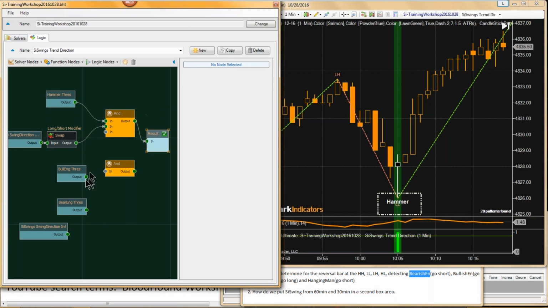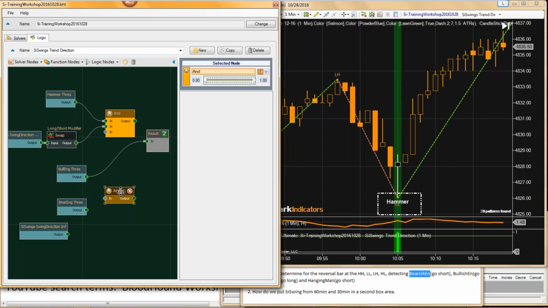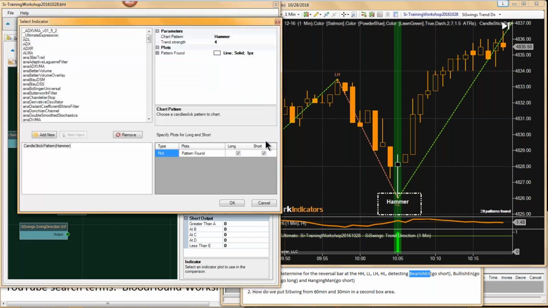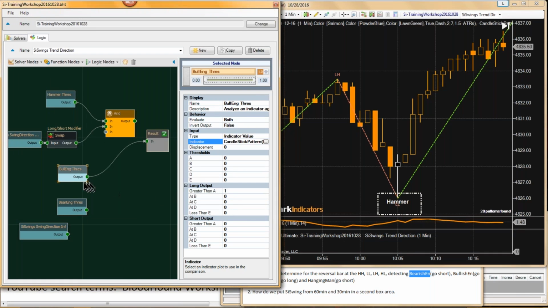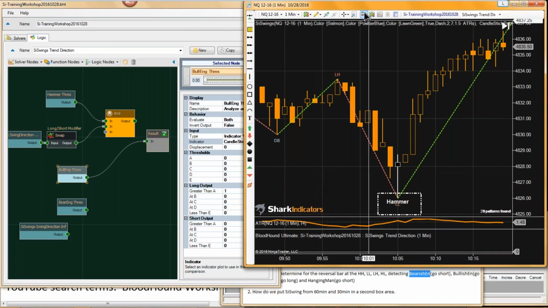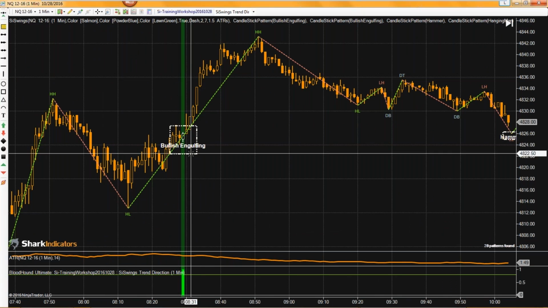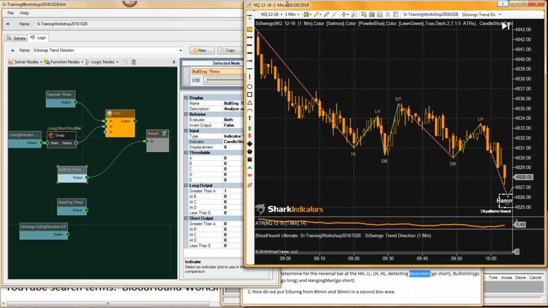And actually first, before I get going too far, let's get these solvers set up correctly. So I need to change my indicator, right? Because this is going to be for bullish engulfing. So I need to change my indicator settings to look for a bullish engulfing. There we go, bullish engulfing. All right. Bullish engulfing, so let's go find that. There we go. There's our bullish engulfing. So it found it. All right. That solver's done.